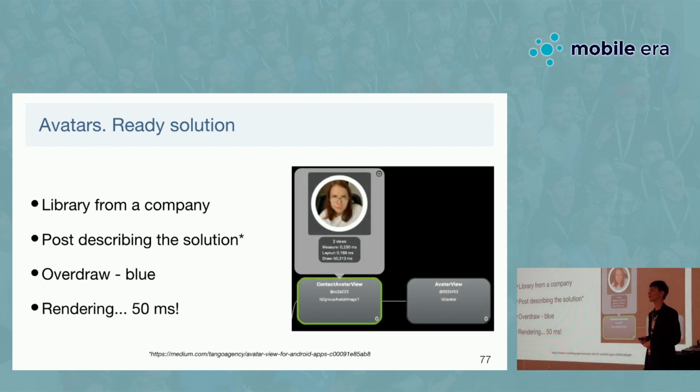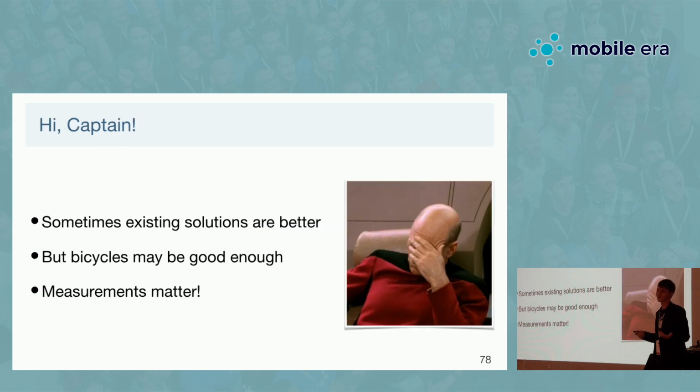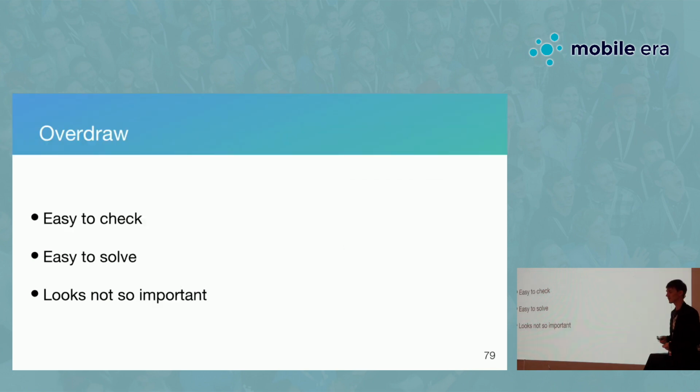However, the frame took 50 milliseconds. And the post was about, oh, it's so easy to use Canvas, so let's do everything like on Canvas, and it will be fast and cool and without overdraw and so on. But the numbers tell that we shouldn't use it. So again, it's obvious that sometimes existing solutions are better, sometimes your bicycles may be good enough, and it's very important to measure it.